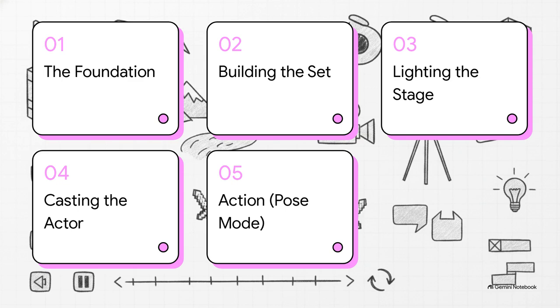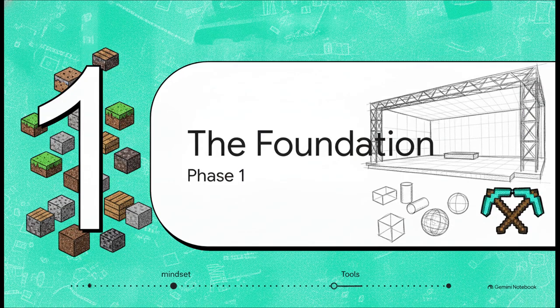To get us there, we'll follow a pretty straightforward roadmap. Phase 1 is the foundation, Phase 2 is building the set, Phase 3 is lighting the stage, Phase 4 is casting the actor, and Phase 5 is action in pose mode. All right, Phase 1, the foundation.